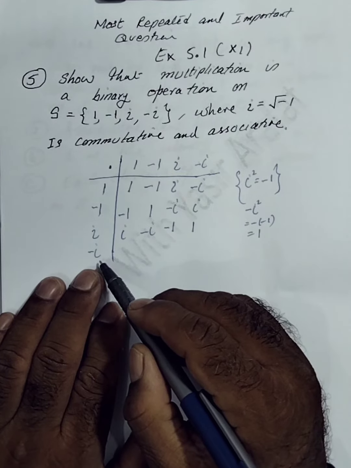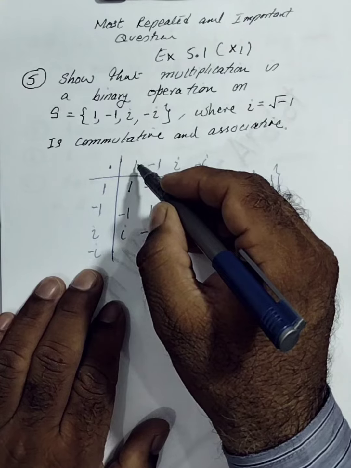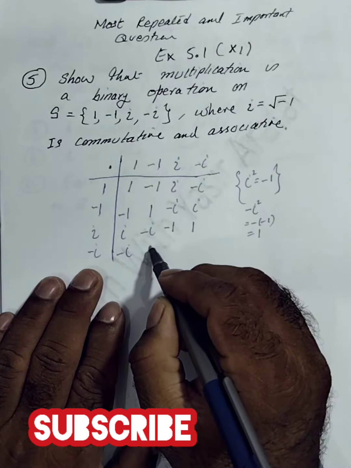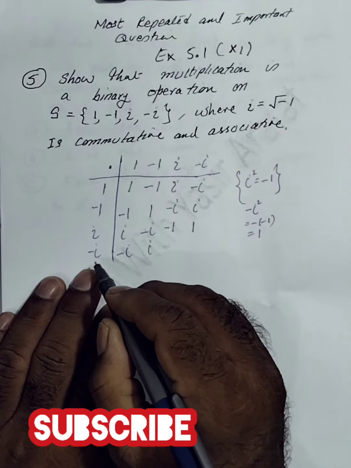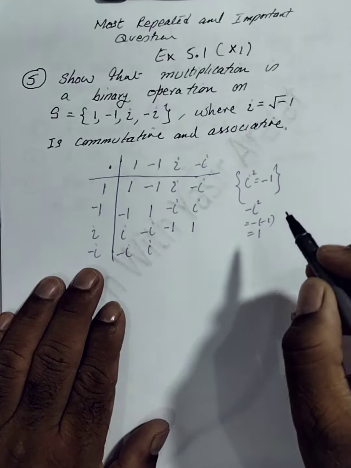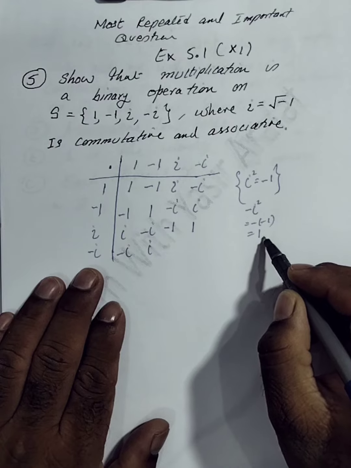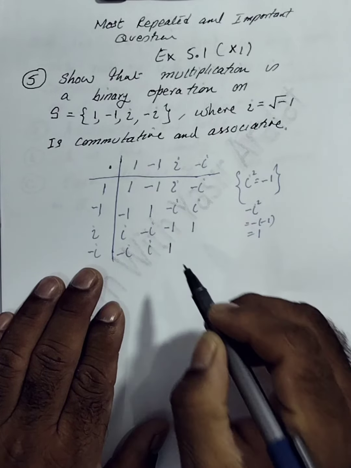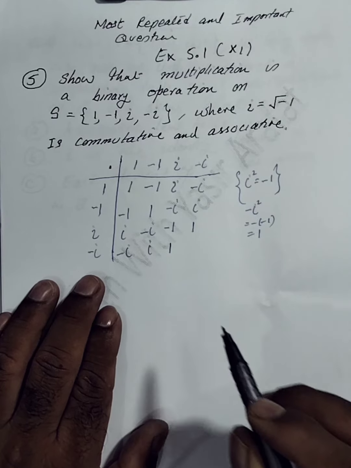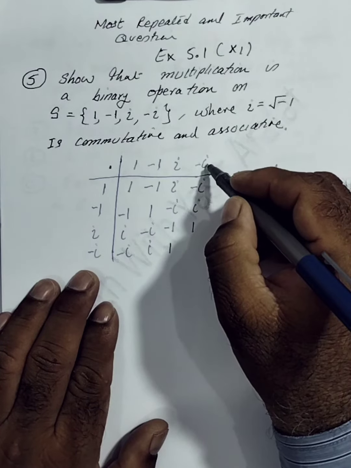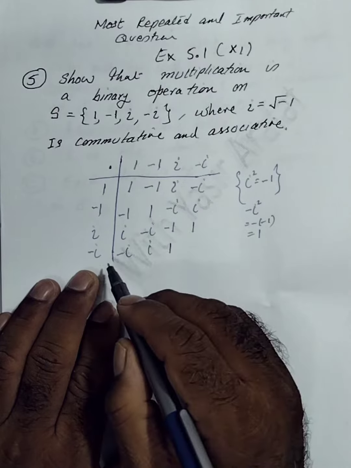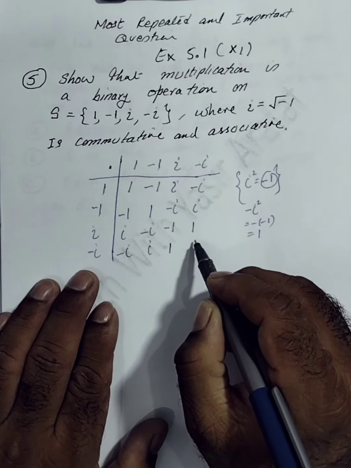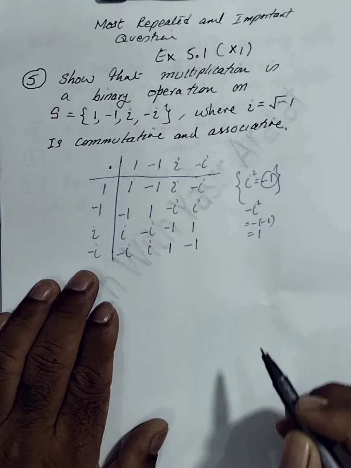Now come to minus iota. Minus iota multiplied by 1 is minus iota. Minus iota multiplied by -1 is plus iota. Minus iota multiplied by iota is minus iota square, and the value of minus iota square is +1, so write down +1 here. Minus iota multiplied by minus iota is plus iota square, which equals -1, so we put -1.